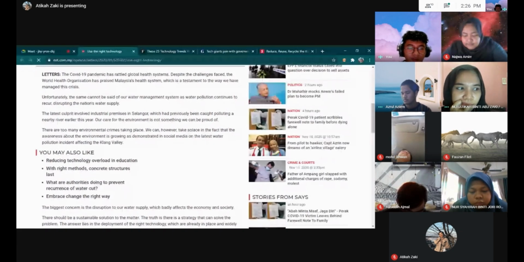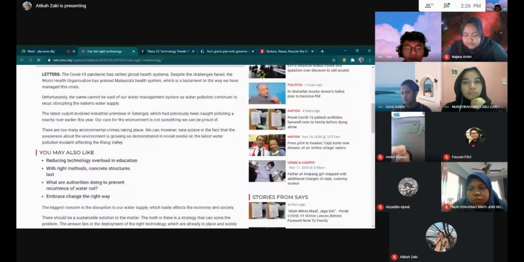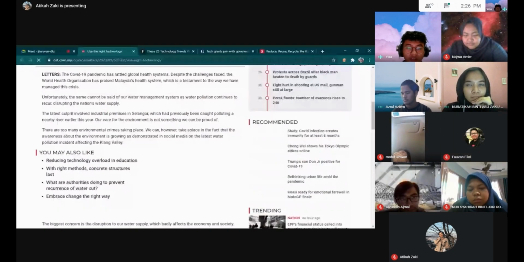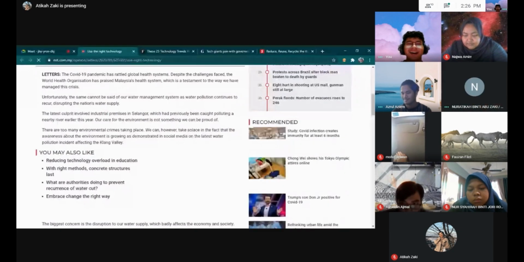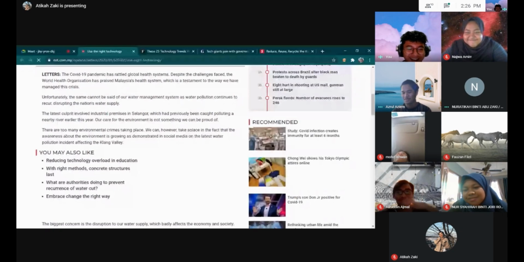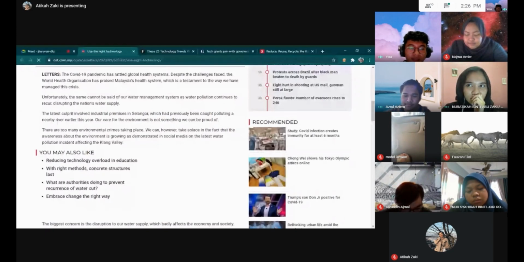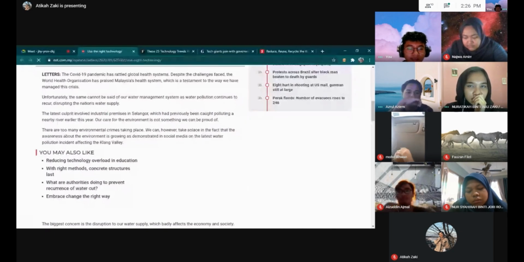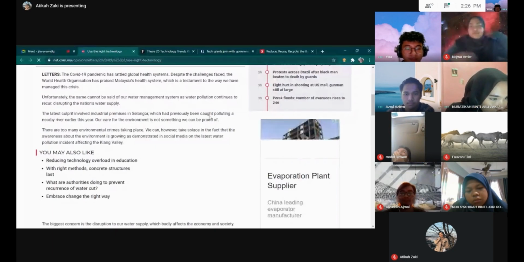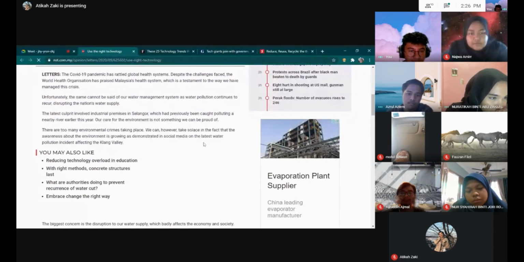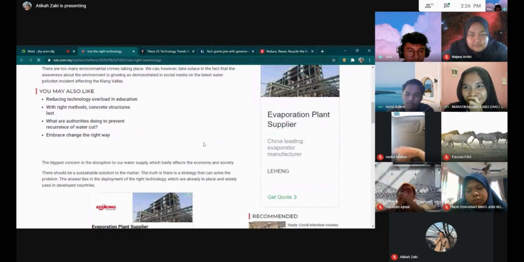Despite the challenges faced, the WHO has praised Malaysia's health system, which is a testament to the way we have managed this crisis. Unfortunately, the same cannot be said of our water management system, as water pollution continues to reoccur, like in Selangor. In this article there are too many environmental crimes taking place. We can, however, take solace in the fact that awareness about the environment is growing, as demonstrated on social media over the latest water pollution incident affecting the Klang Valley. I guess that's all in this article.